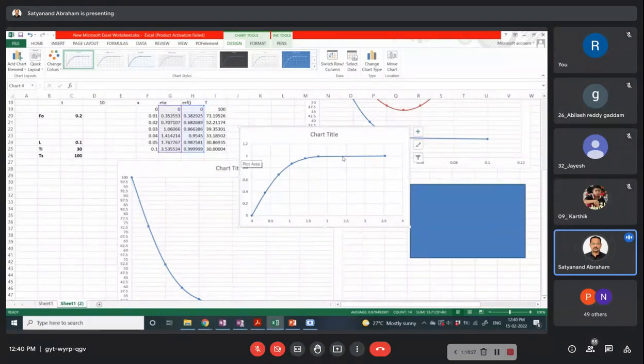So that's why we are calling it a similarity transformation. T is going to be a function only of eta. From that single curve, we can come up with any time variation along x, or any x variation with respect to time, anything we can plot.